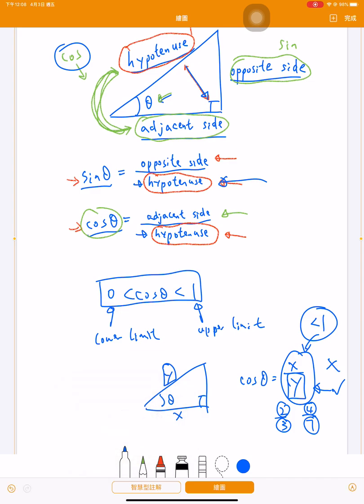So I will talk about how to do the exercise by making use of this cosine theta formula, and how to make use of our calculators to find the answer in the next video.